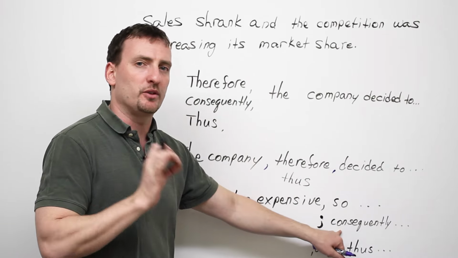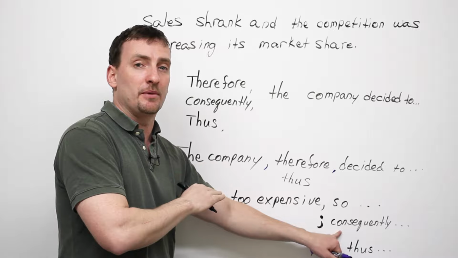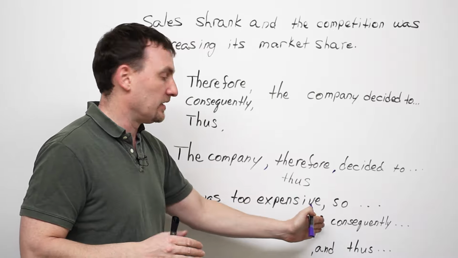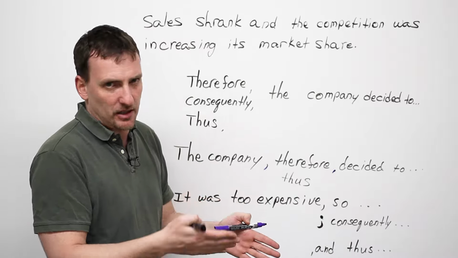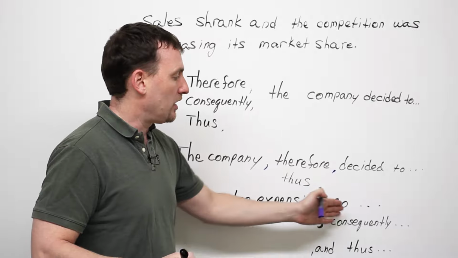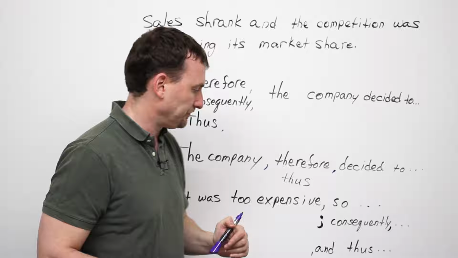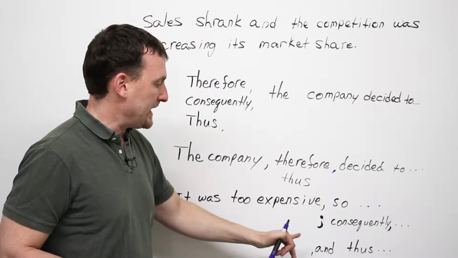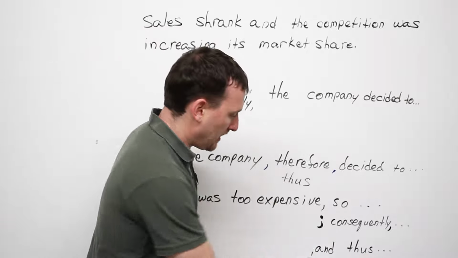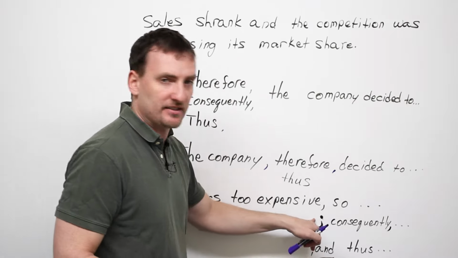Consequently is a perfect word to use after a semicolon. It was too expensive. It's like a stop, but it's not a comma either. Consequently, they decided to do something else. It was too expensive and thus. So here I'm using thus instead of the semicolon.